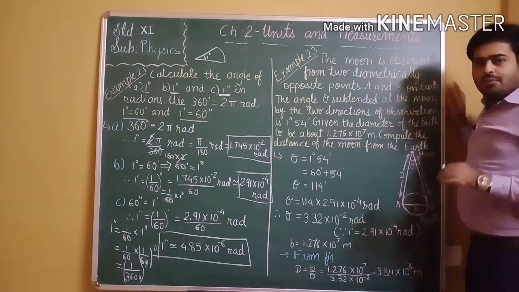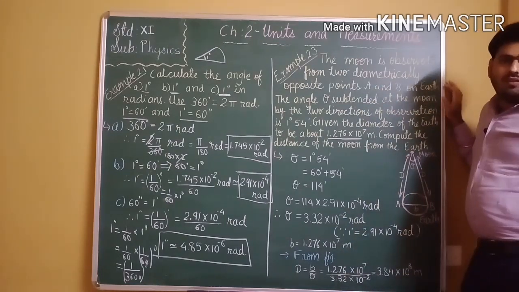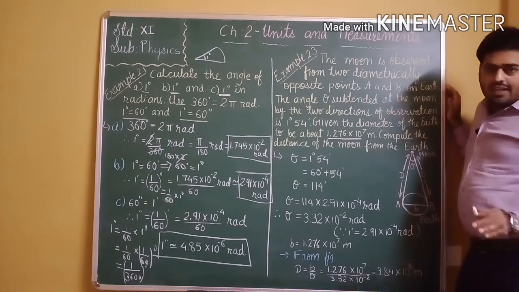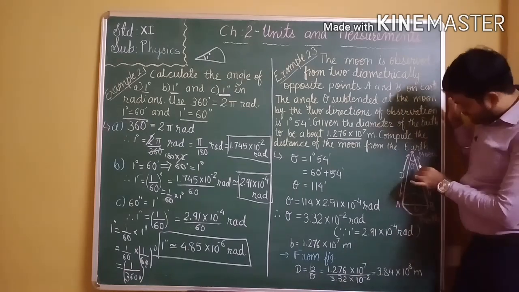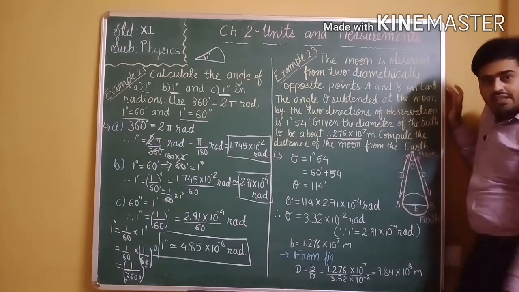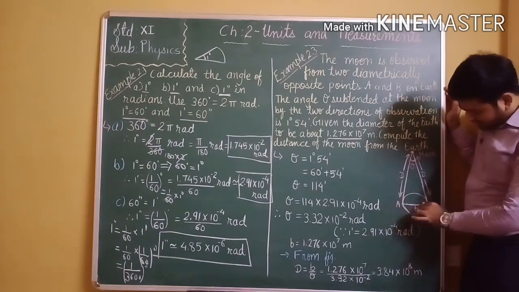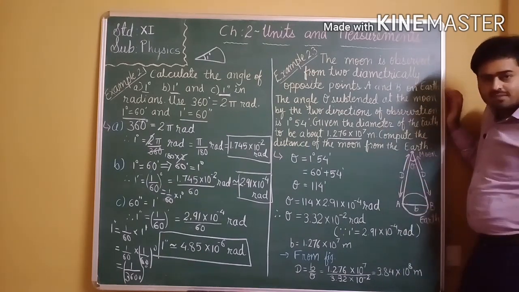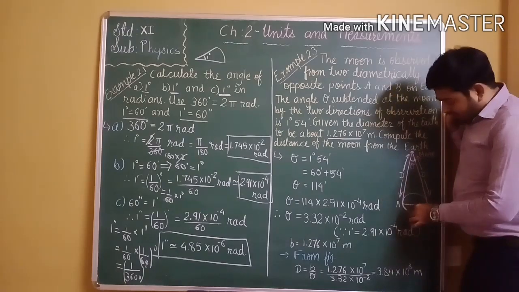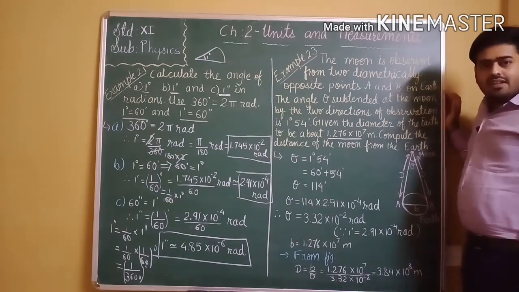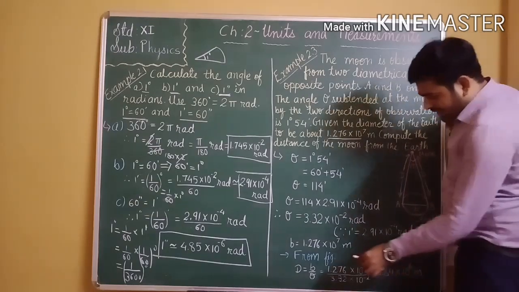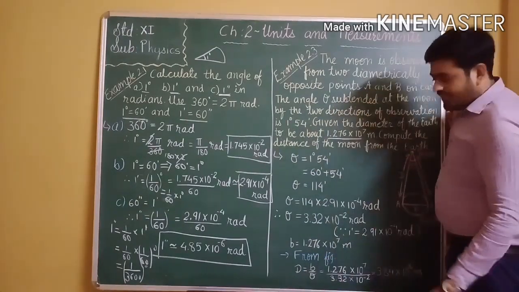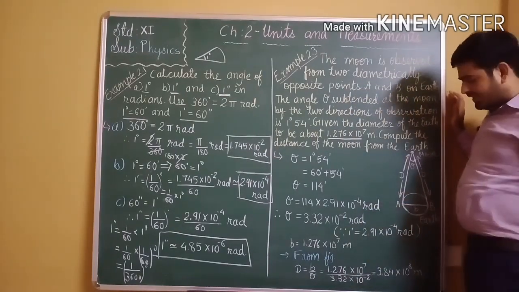Now we can use the formula of plane angle theta. What is the formula of plane angle theta? Plane angle theta is equal to length of arc upon radius. From this figure, we can consider this basis as the arc and this as the radius. So already we have studied this in the parallax method, that is plane angle theta is equal to B by D. Therefore D is equal to B by theta.